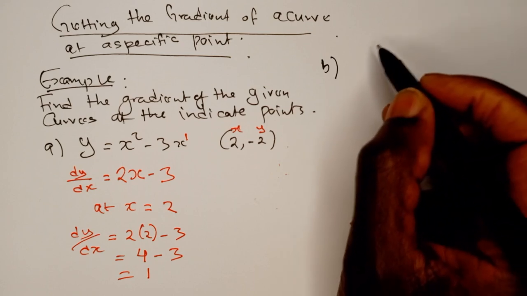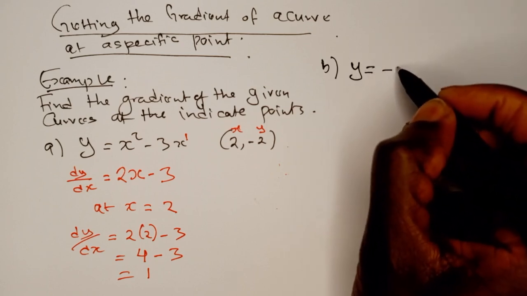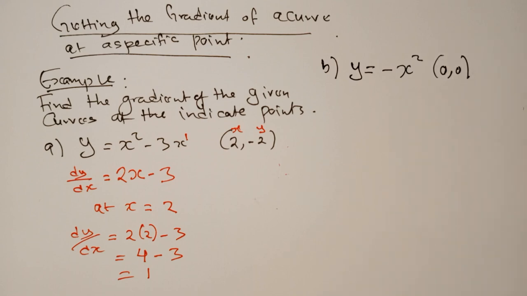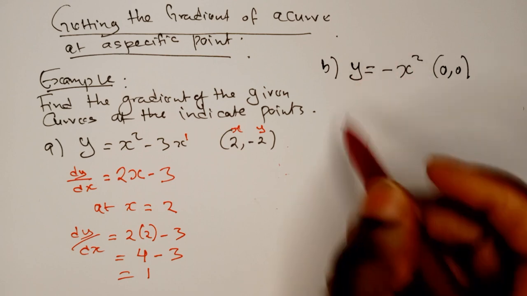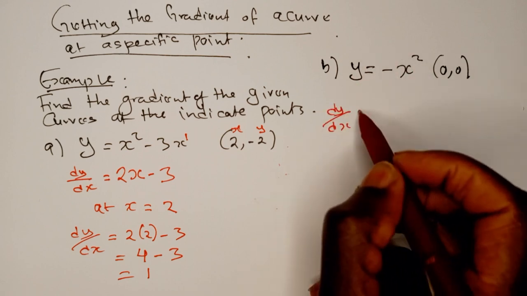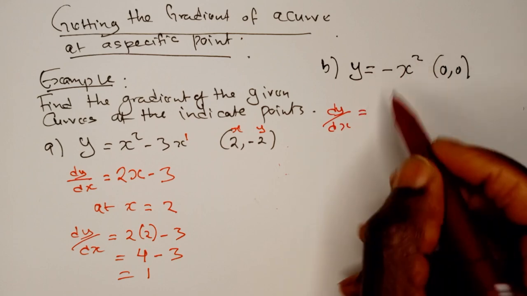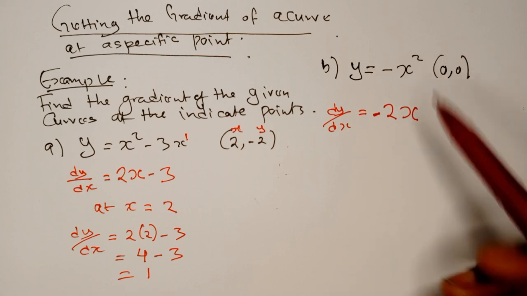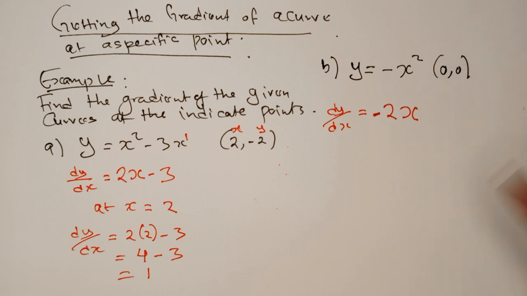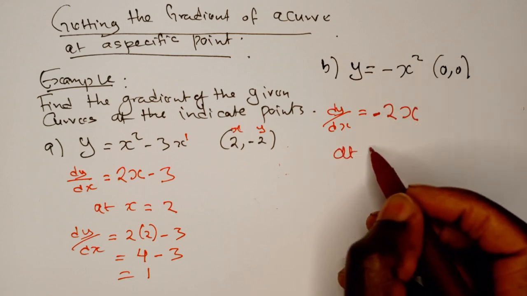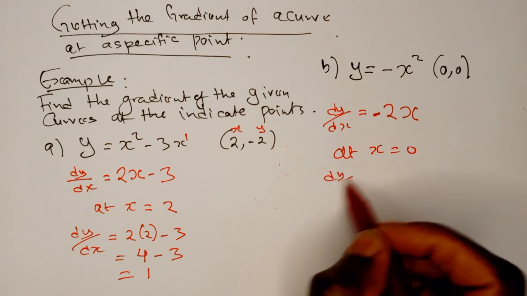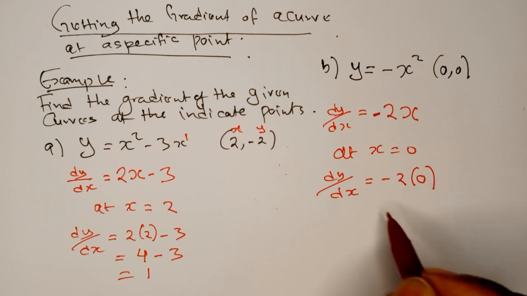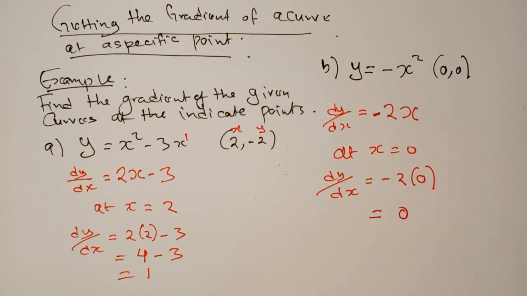B, we're having y is equal to negative x raised to 2 at point (0, 0). Like that one. So again, we differentiate this one. This one will be dy/dx is equal to 2 times negative 1 is negative 2x raised to 1. So it remains like that, because if you minus 1 from 2, it will be x. That is our gradient function. Then at x is equal to 0, our dy/dx will be negative 2 times 0. So meaning our gradient will be 0 at that point.